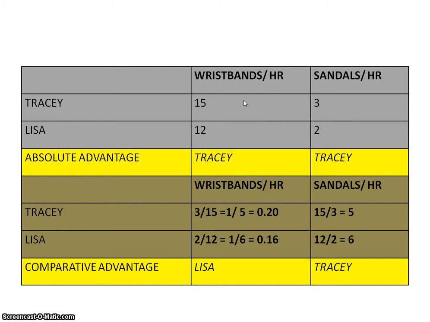We know that absolute advantage has to do with who can actually create more based upon the resources that they have. So Tracey, we realize, in 1 hour can create 15 wristbands, whereas Lisa can only create 12. So Tracey has the absolute advantage for wristbands. With regards to sandals, Tracey creates 3 in 1 hour, whereas Lisa creates 2. So again, Tracey is able to create more sandals. So she has the absolute advantage in both sandals and wristbands.